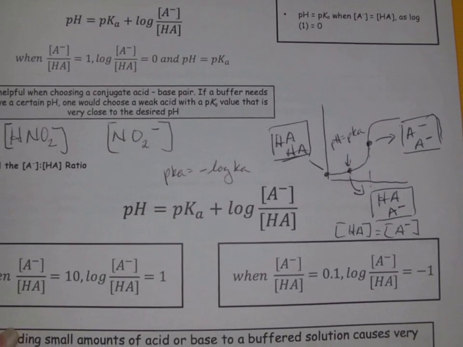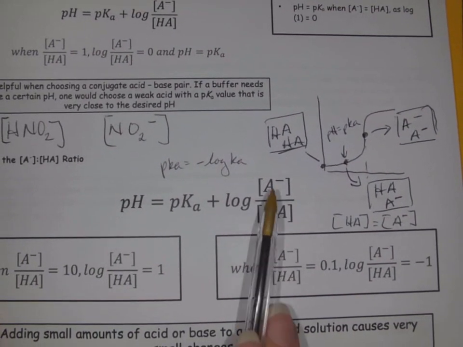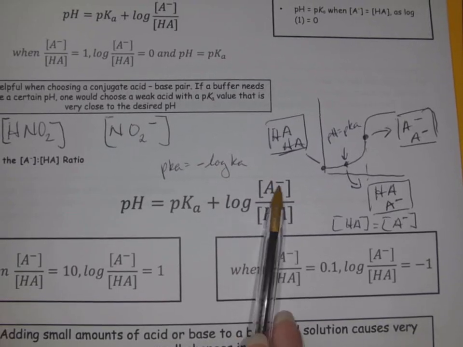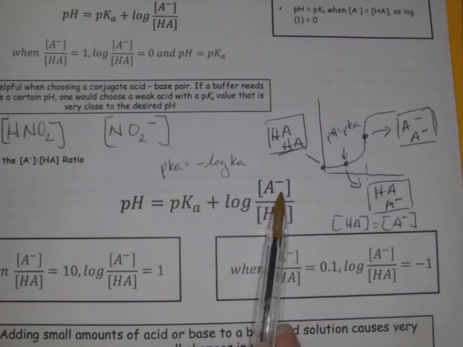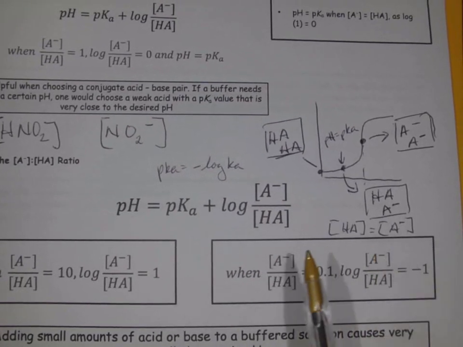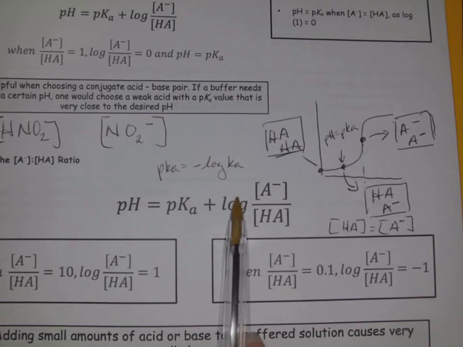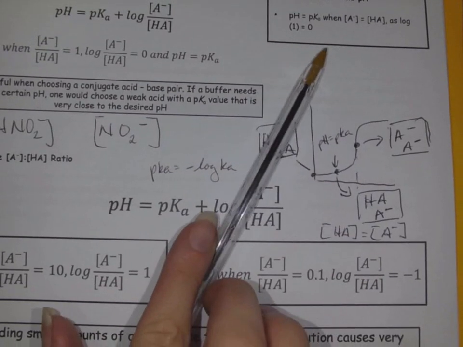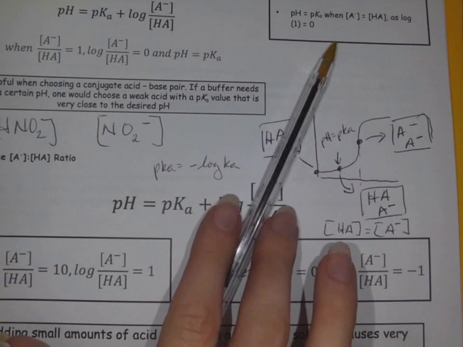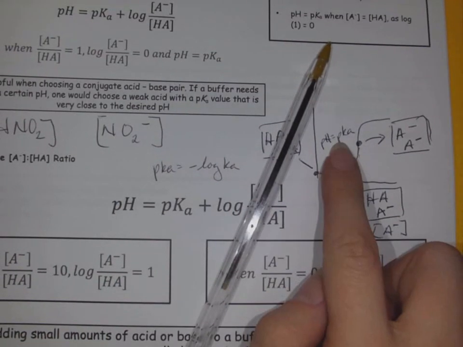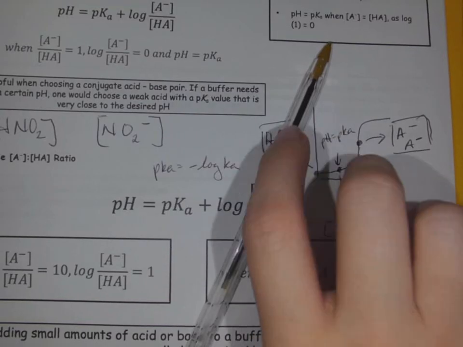Okay, so what if these are the same then? We're at the half equivalence point. This is 5 and 5, 10 and 10, whatever, right? Any number over itself is equal to 1. Well, if you plug this in your calculator, you'll see that the log of 1 is 0. And so if this whole thing is 0 at the half equivalence, pH is equal to pKa. And that's why we can make that assumption there.